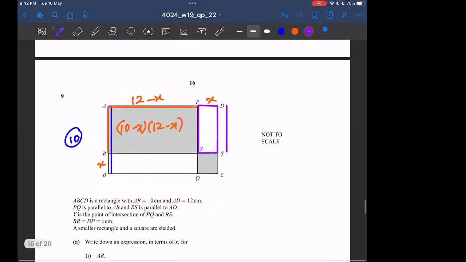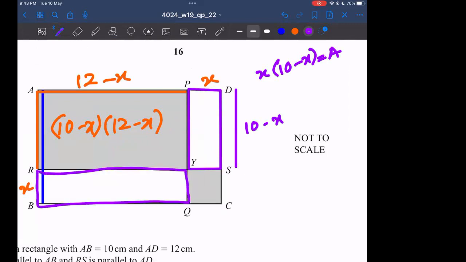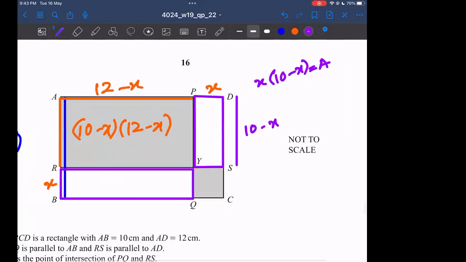What is the length of AR? It is basically the length of DS as well. So this is 10 minus X. So the area of this is going to be X into 10 minus X. Unshaded area. Okay, what is the length and breadth of this rectangle? X. What is BQ? BQ is 12 minus X. Now we are going to find out the area of these two rectangles and we are going to add these values.